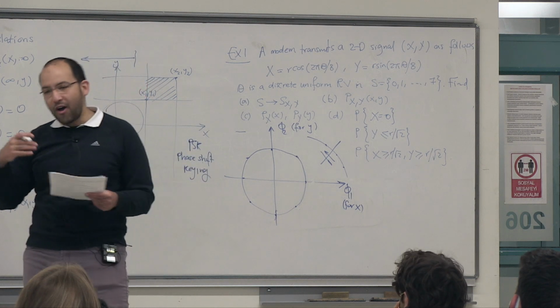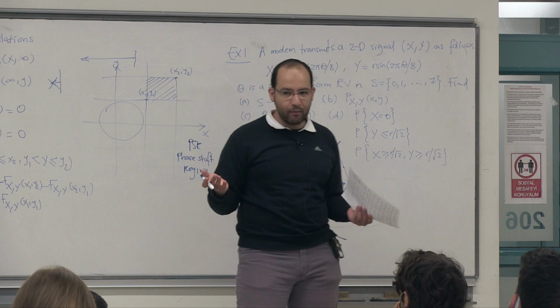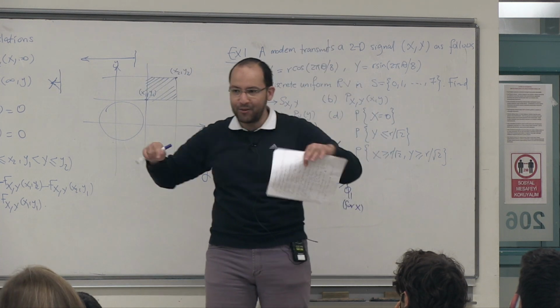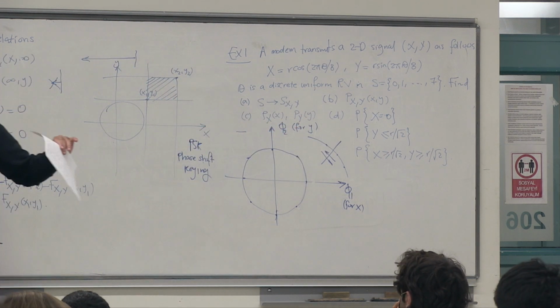So that's why there are other, more efficient types of modulation, higher modulation schemes, that essentially put points in the middle to increase the distance between them. All right? Is it clear?